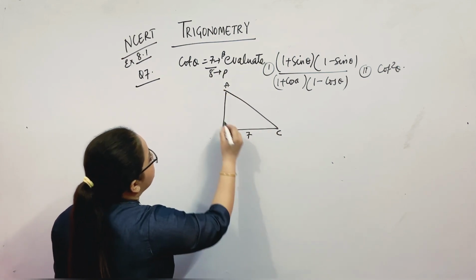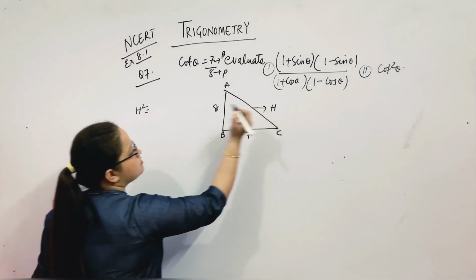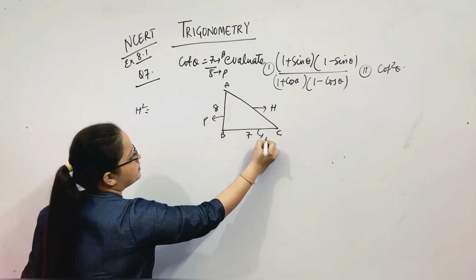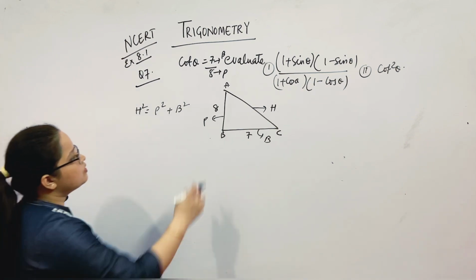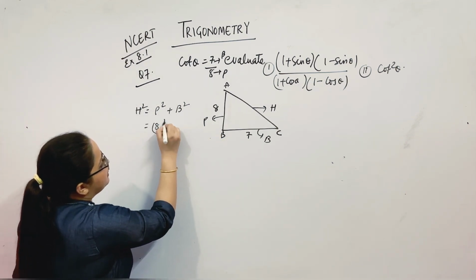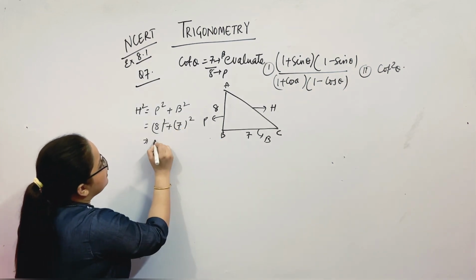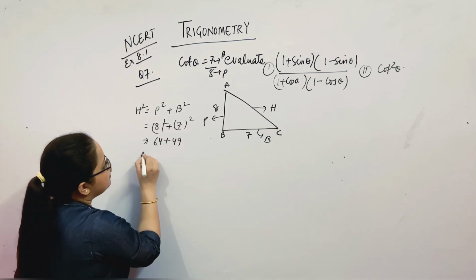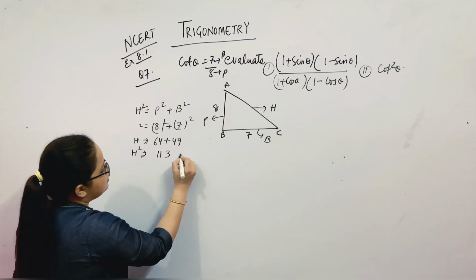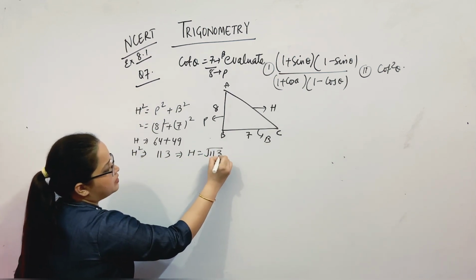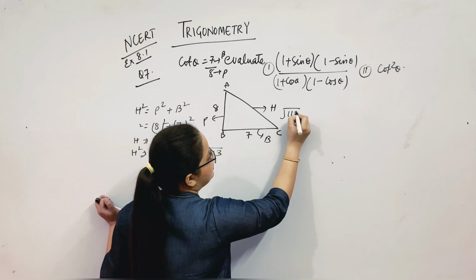Base will become 7, perpendicular is 8. By using Pythagoras theorem, we will find the hypotenuse. This is P, this is B. So hypotenuse square is equal to perpendicular square plus base square. Perpendicular is 8, so 8 square. Base is 7, so 7 square. 8 square is 64, 7 square is 49. I am getting h square as 113, which implies h becomes root 113. So hypotenuse is root 113.